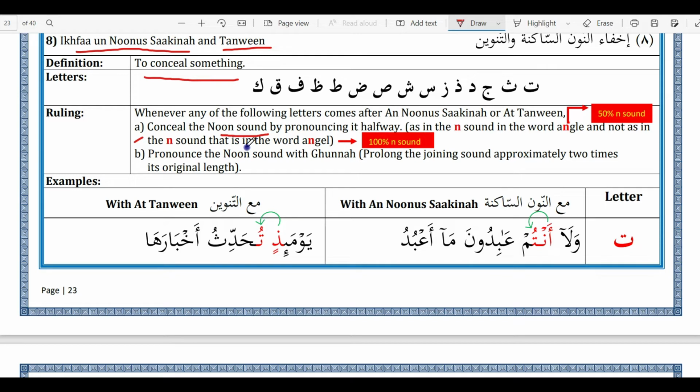How do we do that? How do we hide the noon sound? We hide the noon sound by pronouncing it halfway. Okay? We pronounce it halfway.